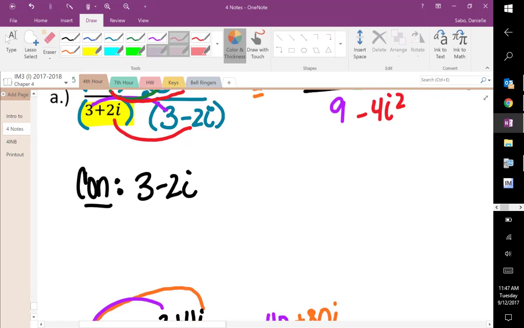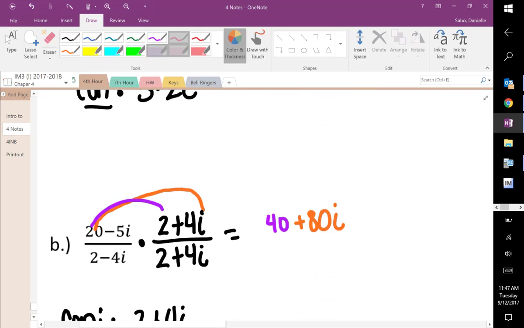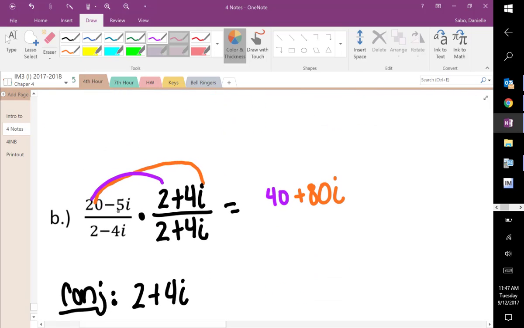What's our next one we're going to multiply? Good. Negative 5i times 2 is negative 10i. Careful with your signs. And then negative 5i times 4i, which gets me negative 20i squared. If you notice, do you see a pattern?